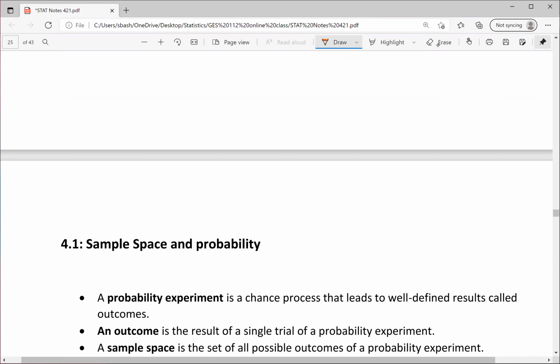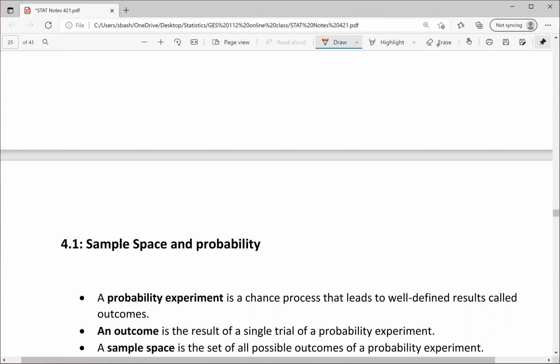For today, we are going to speak about the sample space and probability. We give some definitions in this part of this lecture. And we are going to speak about what the sample space is, what the probability is, what the outcome is, what the event is, and how to find the probability of an event.